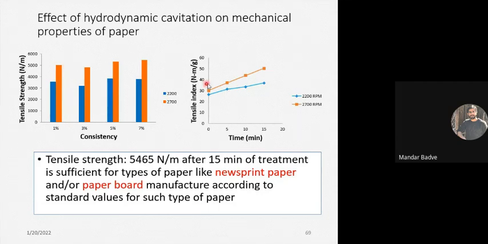And the tensile index of that paper also increases with the treatment time. Because we did it only for 15 minutes, the highest index was observed at 15 minutes, for both the speeds, right? And this tensile index, which we obtained at around 5,000 newtons per meter, is sufficient. If you compare this tensile strength value with the ASTM standards for newsprint paper or paper board, which is used for different packaging, it is sufficient for that type of paper. So you can use that delignified wheat straw after cavitation for manufacturing newsprint or paper board, right?